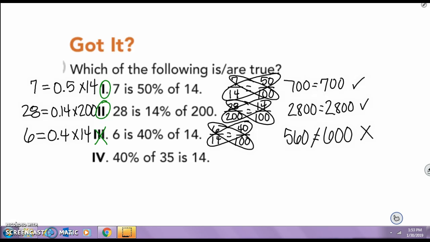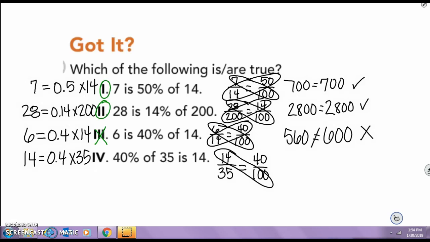And then for number 4, as an equation, this would read 40% of 35 is 14. So 14 is 40%, or 4/10, times 35. In my percent proportion, that would read 14 over 35 equals 40 over 100. We cross multiply. 14 times 100 is 1,400. We then multiply 40 times 35, which also gives us 1,400. So our statement is true.